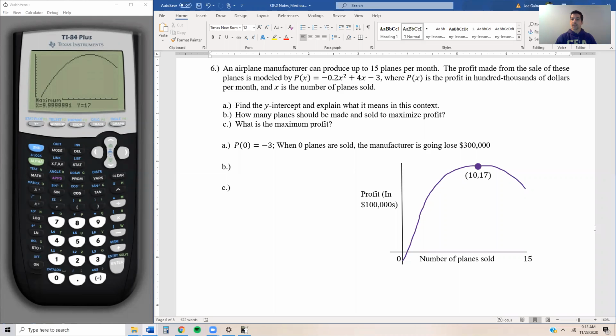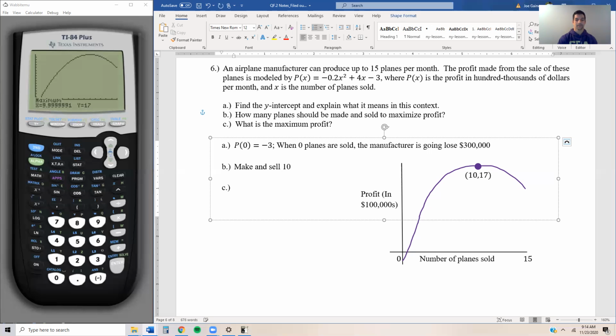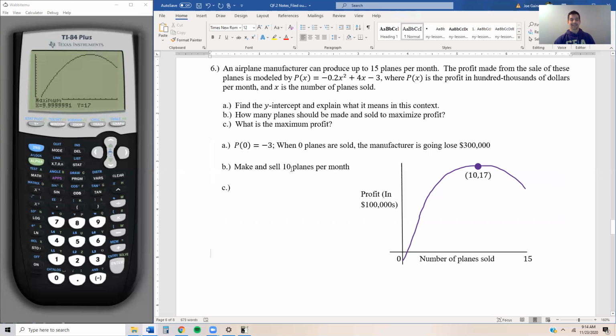So what this point allows me to do is go back to my axes and answer the question they're asking. It says, how many planes should be made and sold to maximize profit? Well, here's my point that's going to maximize profit. Number of planes is the x, so x represents the number of planes sold. I need to make and sell 10 planes per month. I want to make sure I put context into this, so I want to make and sell 10 planes per month. If you just said 10 planes per month, that would be okay.